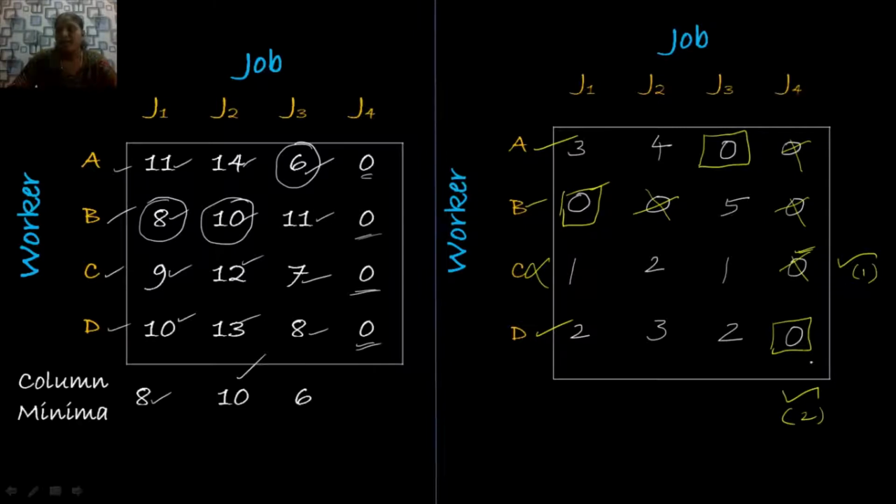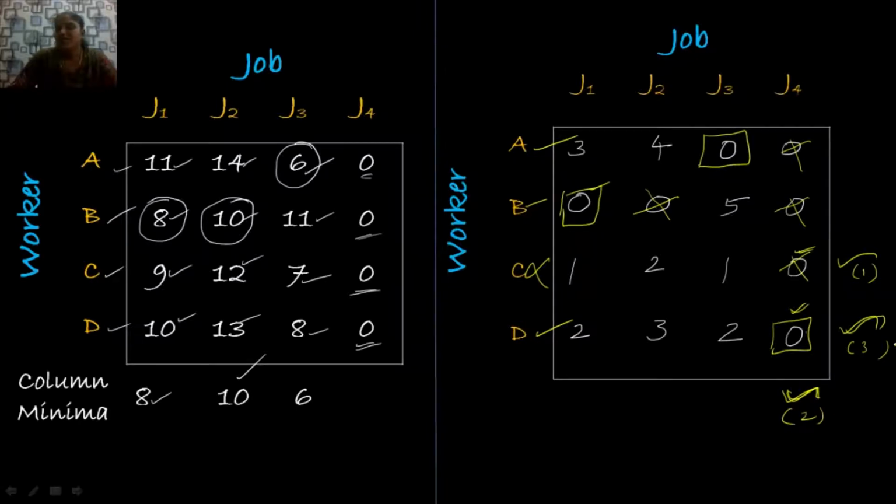After this, in this column, check whether there is any assignment made. Here there is an assignment. If it is so, you have to mark this corresponding row. This is the third step. So mark the row which has an assignment in the marked column.